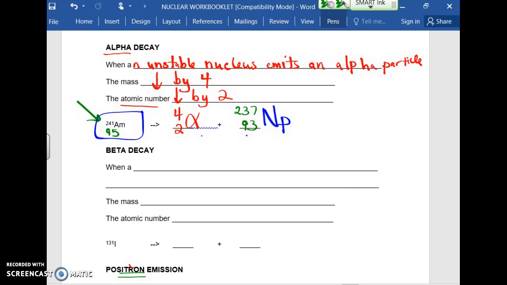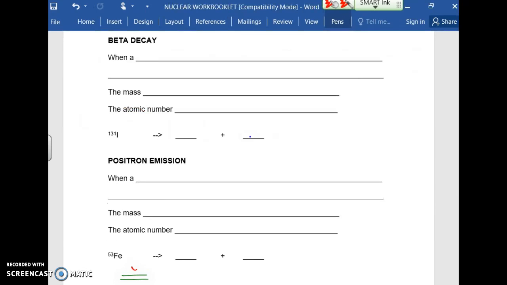Next one, beta decay. In a beta decay, it's going to involve a beta particle. It's going to involve that 0, -1 b, or the 0, -1, right down at home, symbolized in a slightly different way. Well, in this one, again, it's when an unstable nucleus emits a beta particle.